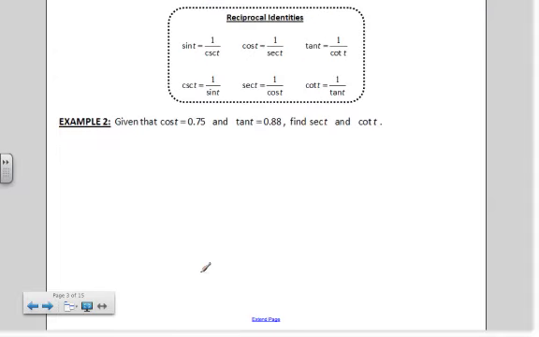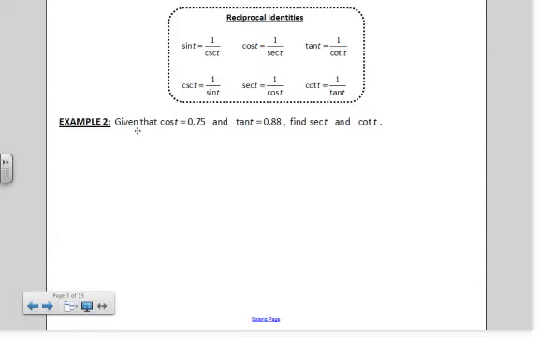Other identities we have are reciprocal identities. Again, we keep hammering home on this, which should point out to you that it's really important. Sine is 1 over cosecant, and by the same measure, cosecant is 1 over sine. Cosine of an angle is 1 over secant, and secant is 1 over cosine. Likewise, tangent and cotangent have the same relationship.